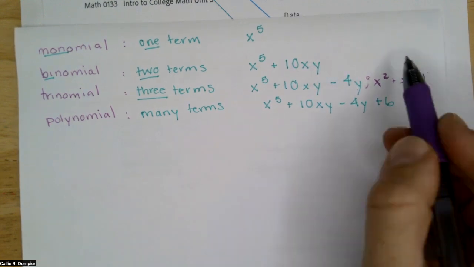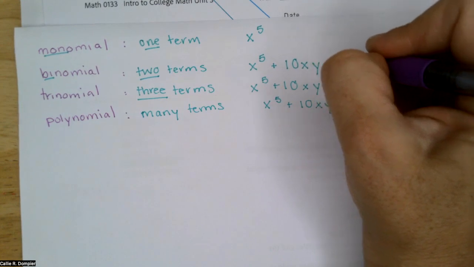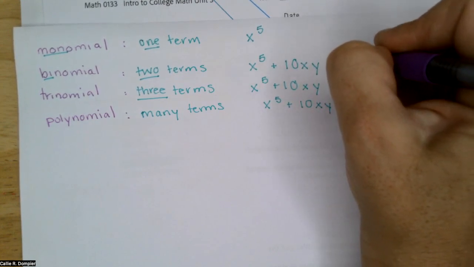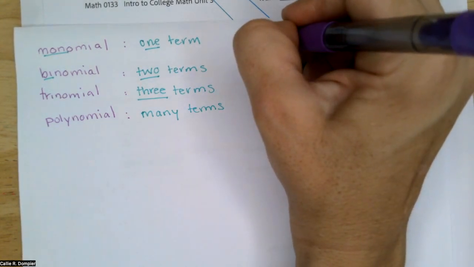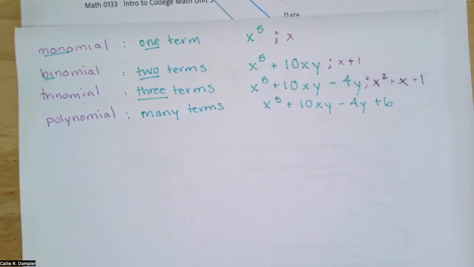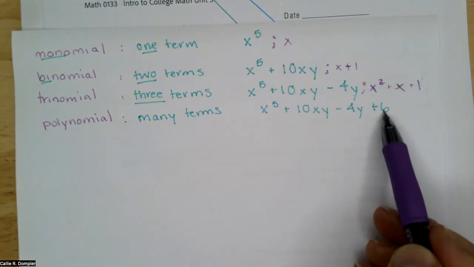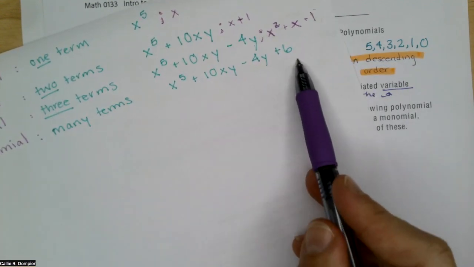A constant is a term. A binomial could be as simple as x plus 1. A monomial could just be x. Okay, the constant is a term. It's not a variable term, but it is a term.